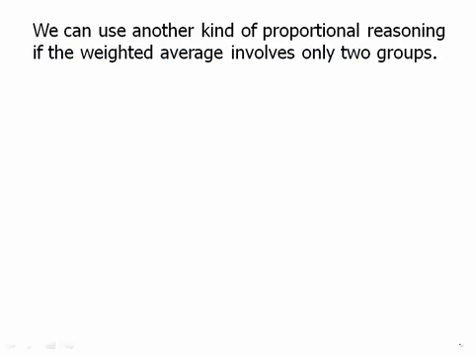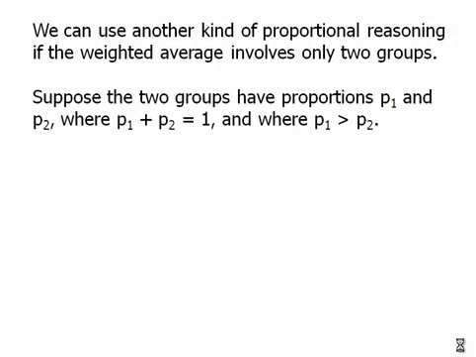We can use another kind of proportional reasoning if the weighted average involves only 2 groups. So this is really complicated, but if you understand this, this is incredibly powerful and incredibly useful. Suppose the two groups have proportions P1 and P2, where P1 plus P2 equals 1, and where we're just going to pretend P1 is the bigger group. So P1 is larger than P2.